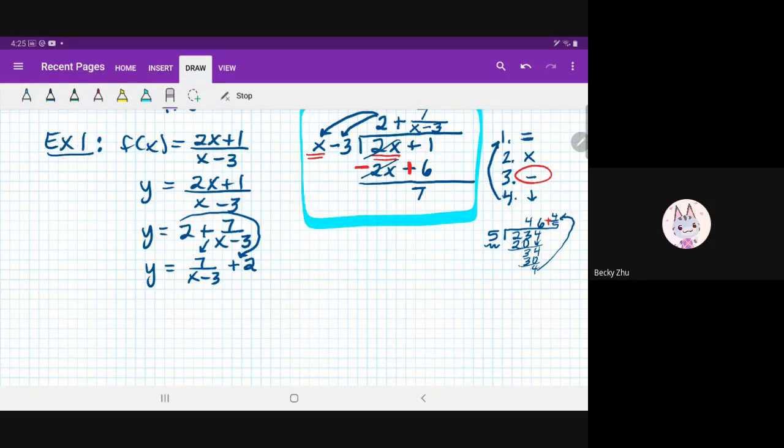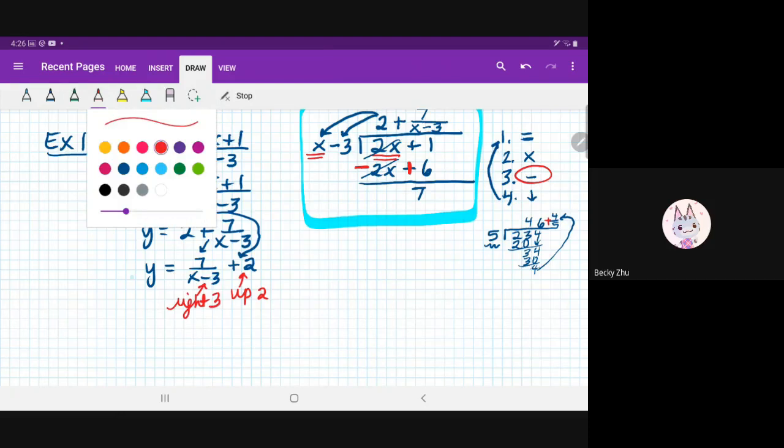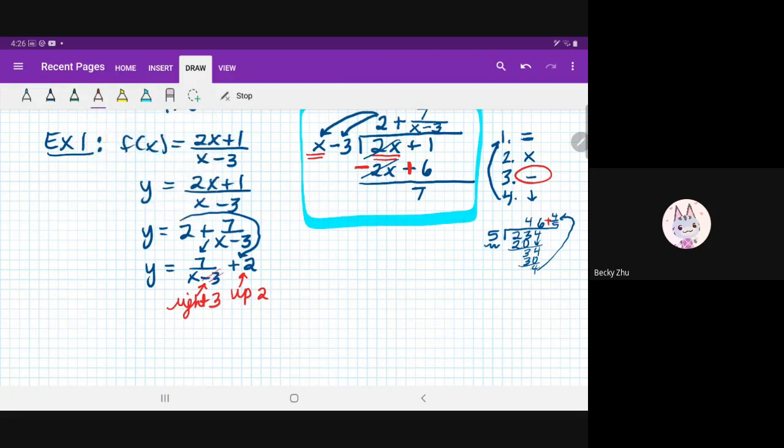Before I do the basic graph, though, I'm going to write what the things do. So this outside part, the 2, do you remember which way that moves it? Yes. So this is going to move it up 2. And then what about the 3? Yep. So this is going to be right 3. Perfect. Okay, and then for my basic graph, I eliminate the things that I just looked at. So I eliminate the minus 3, and I eliminate the plus 2, and I rewrite what's left. So what's left is y equals 7 over x.